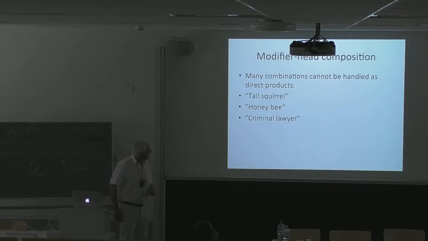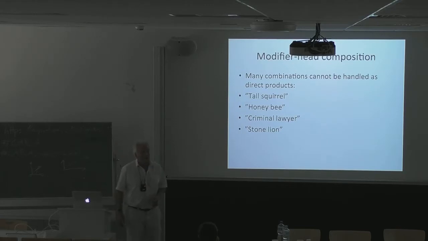Well, criminal lawyer is actually ambiguous, but one meaning is that it's a lawyer that takes on criminal cases, in contrast to a family lawyer. So that's another example. And we have the famous stone lion.